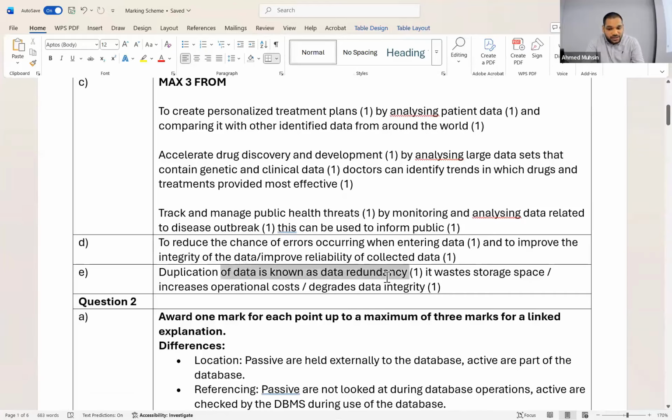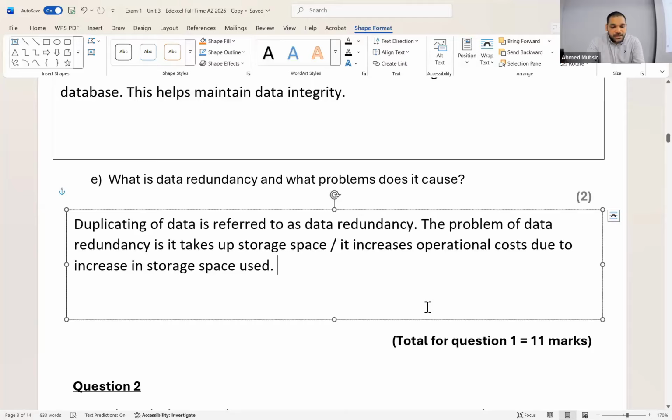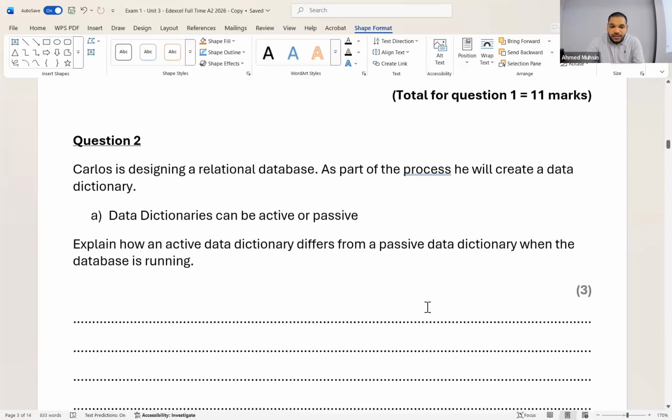Duplication of data is known as data redundancy. It wastes storage space. Yes, it wastes. It increases your operational costs. We said that. Degrades data integrity. True, no? In which way is it degrading your data integrity? In terms of inconsistencies, right? You do not know which version is the correct version now. You have multiple copies, which is the right one, you don't know. Okay, right, super. Then, boys, girls, let's move down to question number 2.